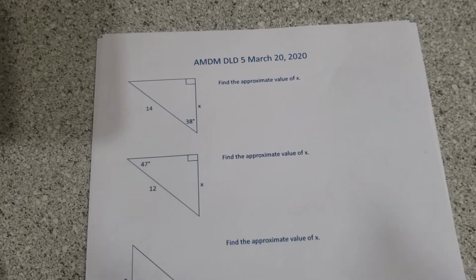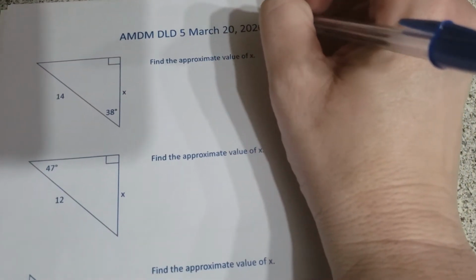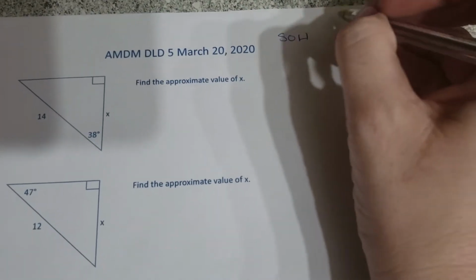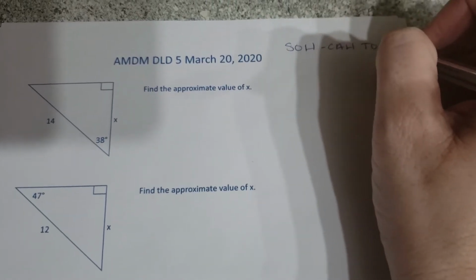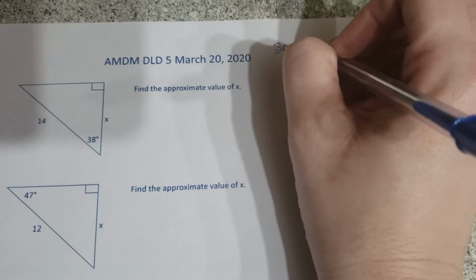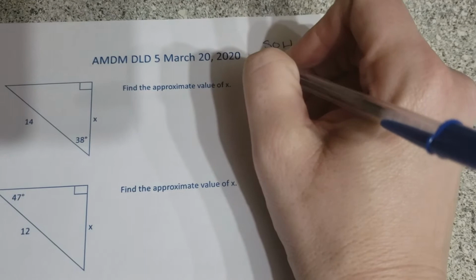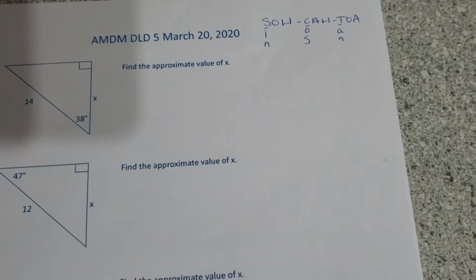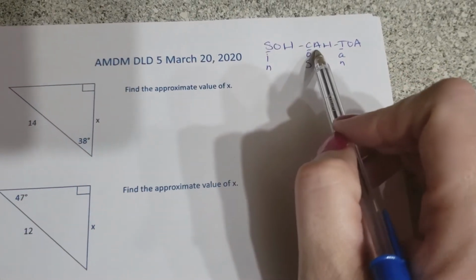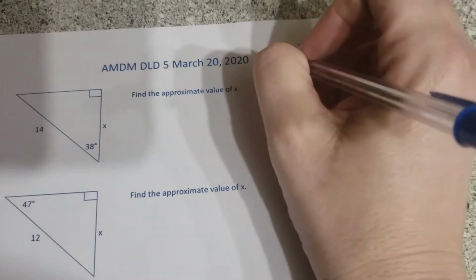So the thing I want to go over today is your trig functions. So remember your trig functions, we can remember those with the abbreviation SOHCAHTOA. So the S, the C, and the T stand for the first letter of the trig function: sine, cosine, tangent. The O, the H, and the A all stand for opposite, adjacent, or hypotenuse.